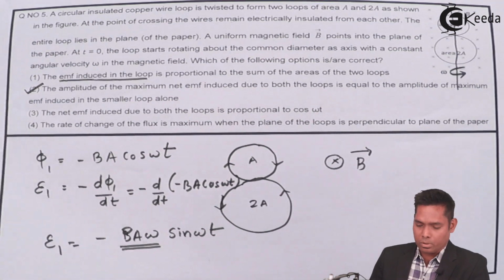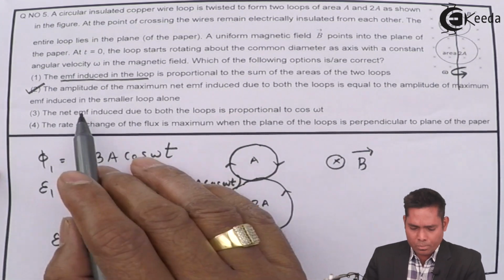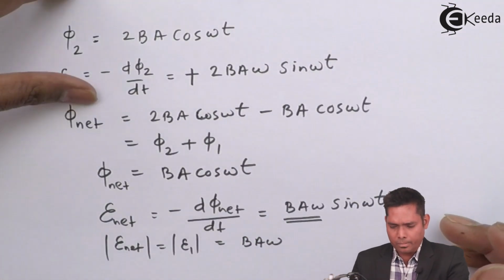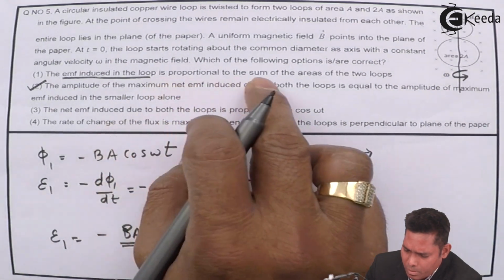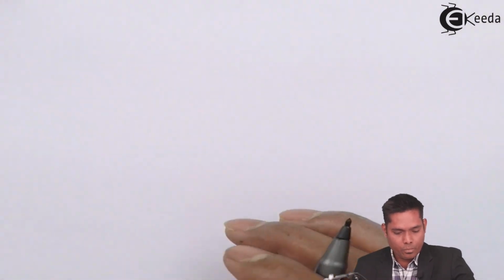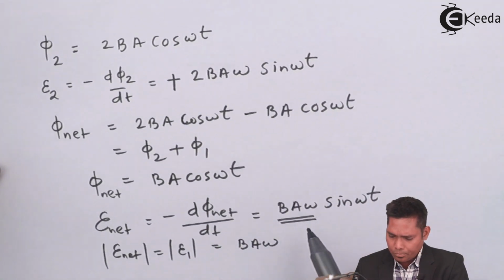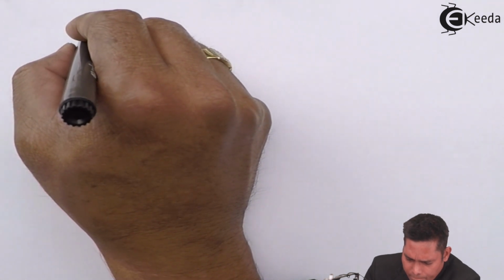Again, we have to see the other options as well. I will just use another paper. About the sum of the areas, it talks about the first option. You see that it is proportional to the sum of the areas of the two loops. The net induced EMF in the loop is proportional to this. What about the net area?